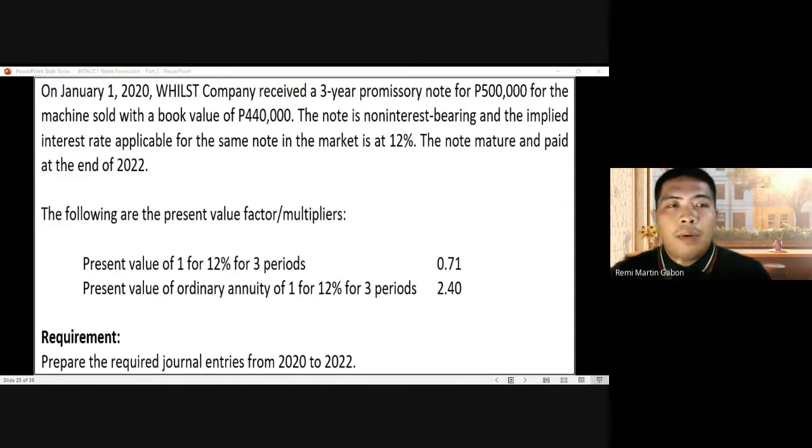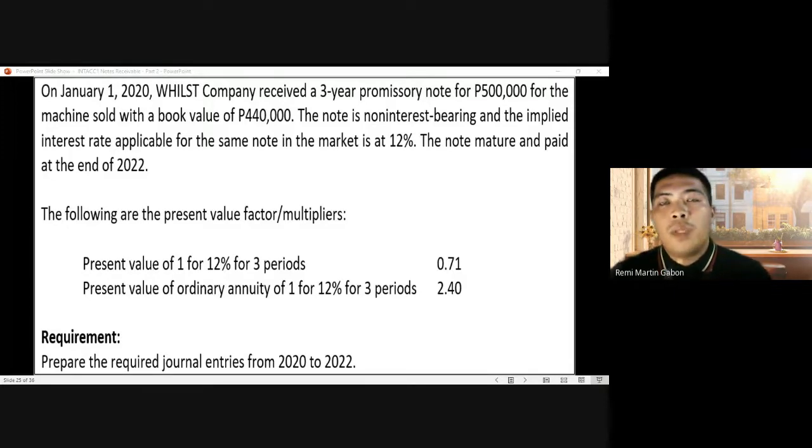So let us have this example. On January 1, 2020, Wheels Company received a 3-year promissory note for 500,000 for the machines sold with a book value of 440,000. So we'll assume incidental activity. The note is non-interest bearing and the implied interest rate applicable for the same note in the market is at 12%. The note matured and paid at the end of 2022. So lump sum basis. Okay, the assumption is lump sum basis. The following are the present value factors or multipliers. We have 0.71 as present value of 1 and 2.40 present value of ordinary annuity.